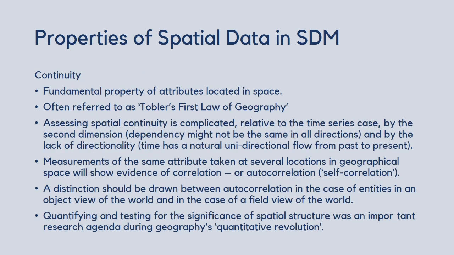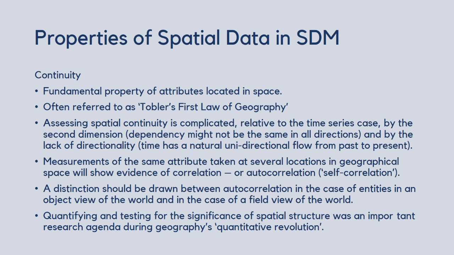Continuity is also a fundamental property of attributes located in space. It is often referred to as Tobler's first law of geography that we learned last week. Assessing spatial continuity is quite complicated relative to the time series case, by the second dimension, since dependency might not be the same in all directions, and by the lack of directionality, because time has a natural unidirectional flow from past to present. We do not have multi-directional, because time always goes from the past to the present.